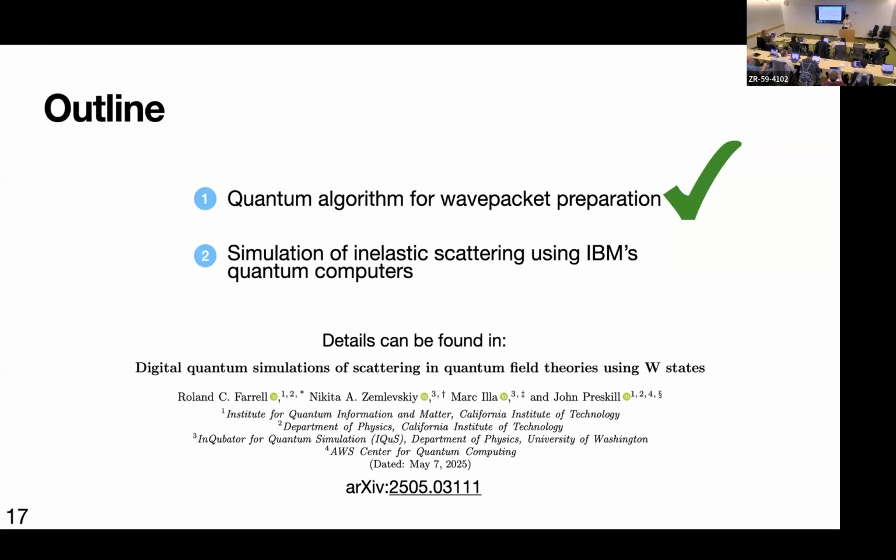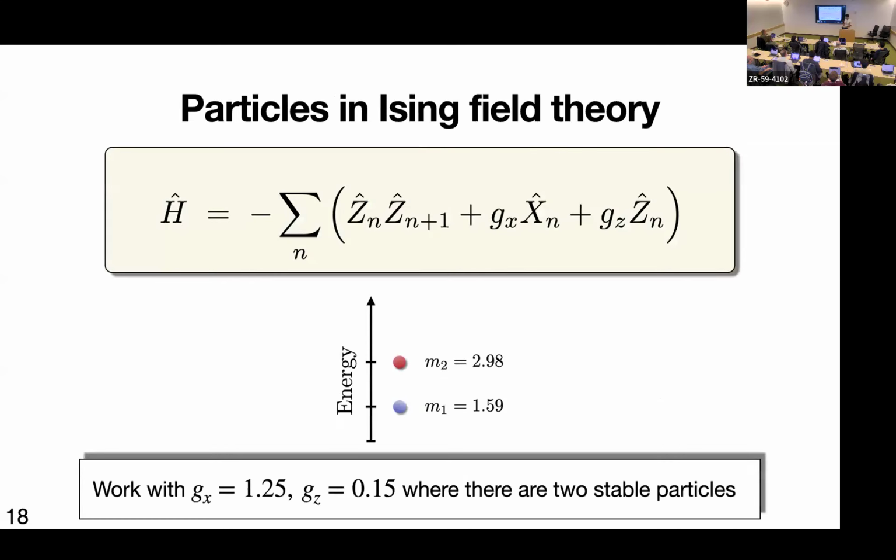Okay, so 2 minutes, so I'll go really quick. So in the Ising field theory, the parameters we choose, there's two different particles, a light one and a heavy one. They'll be denoted by a blue circle. We have 7 minutes. 7 minutes. Okay, then I'll go slower.